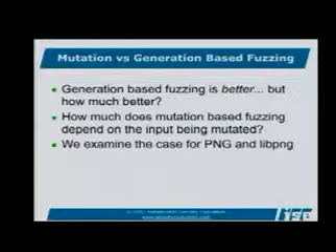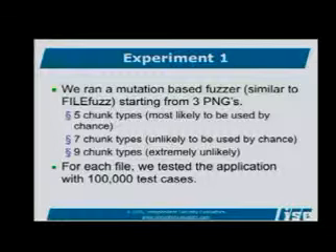Okay. So again, now I'm going to compare. I guess the point of that was it's important which one you start with. And now I want to see how much better generation-based is than mutation-based, so smart versus dumb. So I ran 3 experiments. One was I wanted to measure the dumb fuzzing.